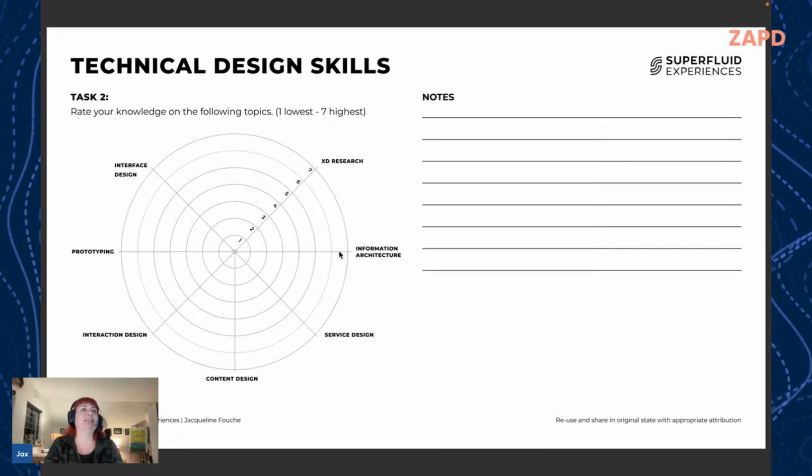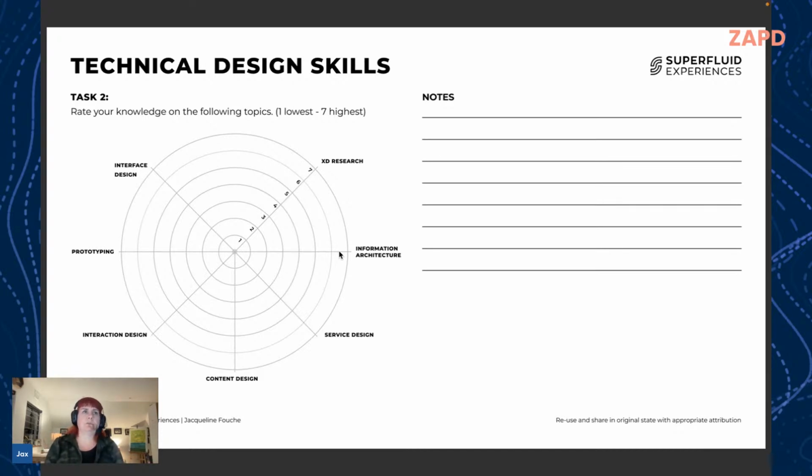And this is where the continuum of experience design comes from. So on a scale from 1 to 7, how would you rate yourself on experience design research and information architecture? Now, service design. How do you rate yourself on content design or UX writing? 1 to 7, how do you rate yourself on interaction design? And next, prototyping. How do you rate yourself on that one? Next one, interface design, UI design. How do you rate yourself on that? 1 to 7. Right. So that is the technical design part of it.